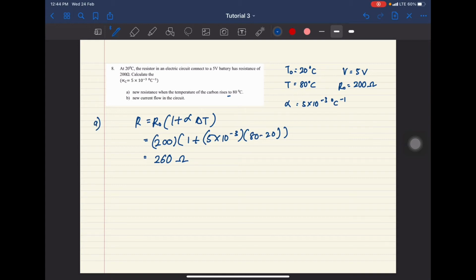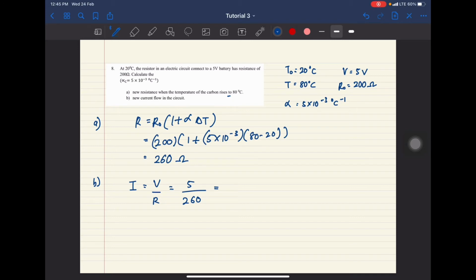Question B, the new current flow in the circuit. They didn't ask you to calculate the previous one, they just want you to calculate the new one. So again, use V equals to IR, we rearrange I equals to V over R. V is given, will be 5 divided by 260. Initially it is 200, but now it becomes 260. So resistance increases as the temperature increases. It makes sense, it's logical. So I get 0.019.